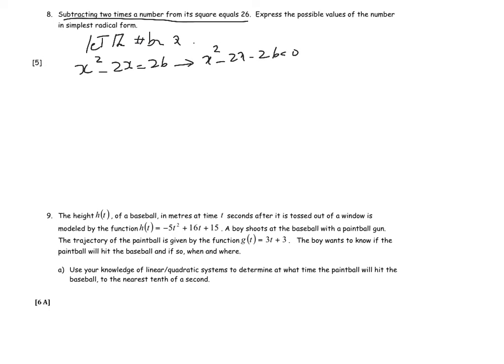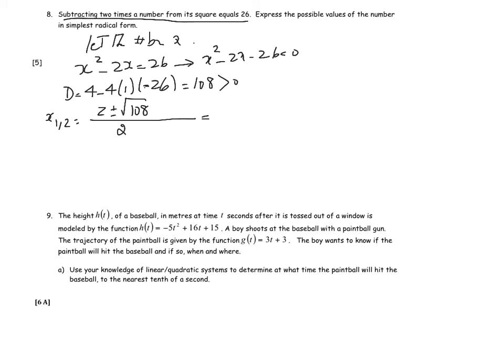This is a quadratic function. To solve it, I'm going to use the quadratic formula. I know that the discriminant is b squared, negative 2 squared, which is 4, minus 4 times a times c, which is going to give me 108, greater than 0, so 2 values here, and the values are x1 and x2, is minus b, which is 2, plus or minus square root of 108 divided by 2a, which is 2.